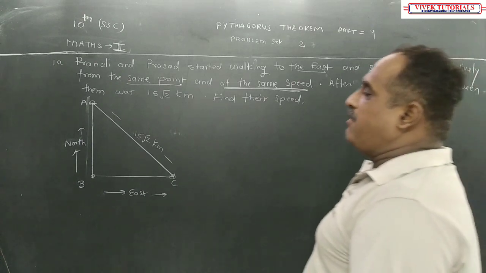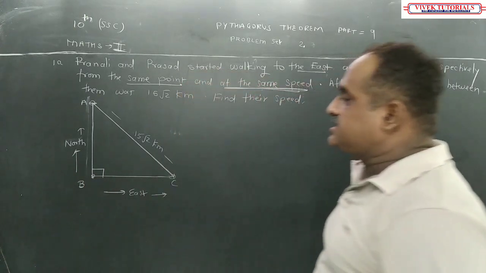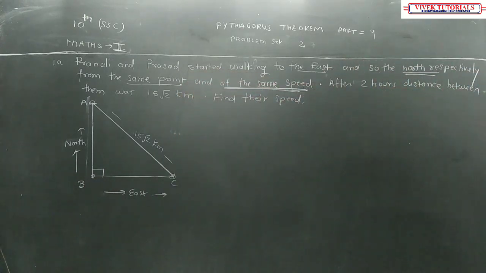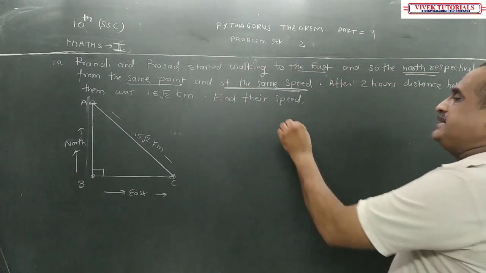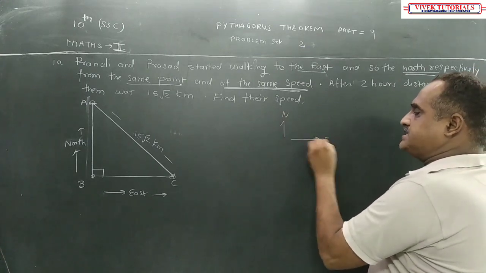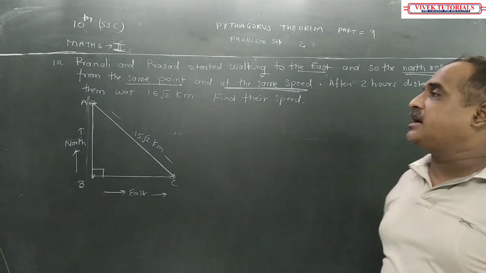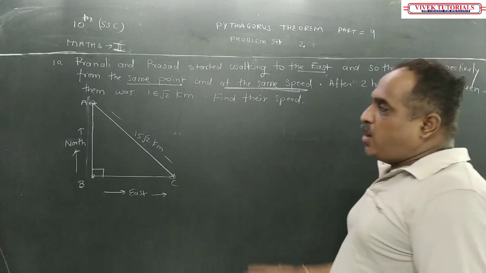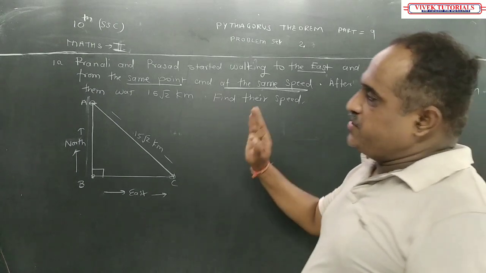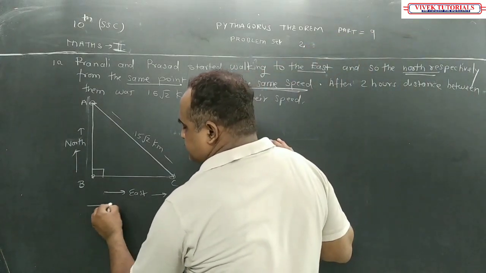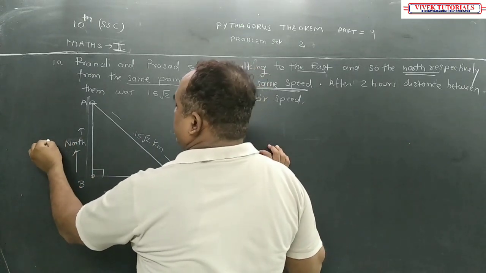So students, keep in mind, as per the map, the angle between the north side and east side is 90 degrees. We know that this is always north and this is always east, and the angle between them is what? That is called the convention of map. Now, they have not given the figure, so we have considered the figure. With the explanation you are going to write: this is the distance traveled by Pranali, and this is the distance traveled by Prasad.